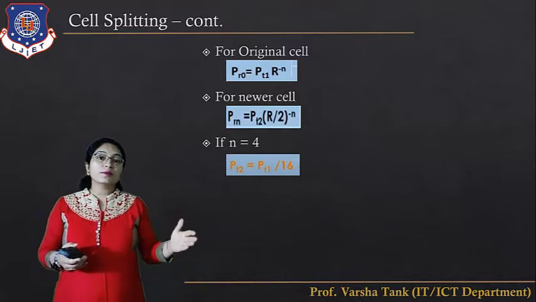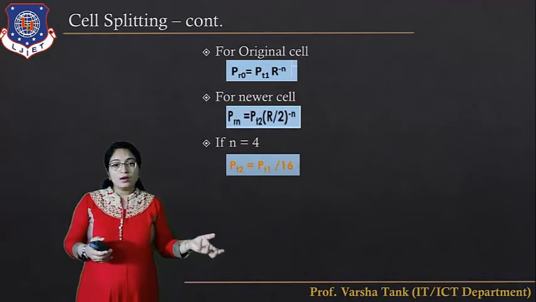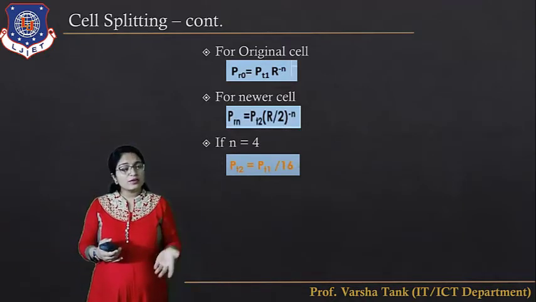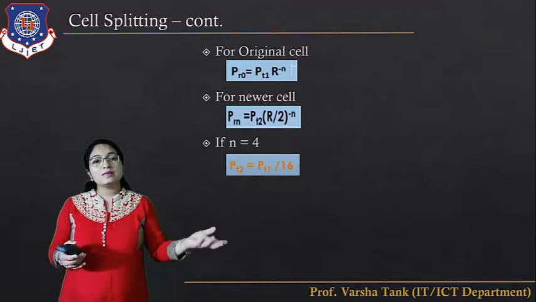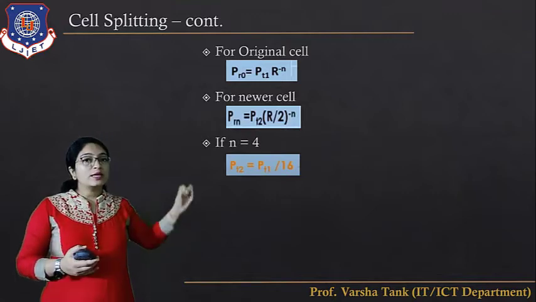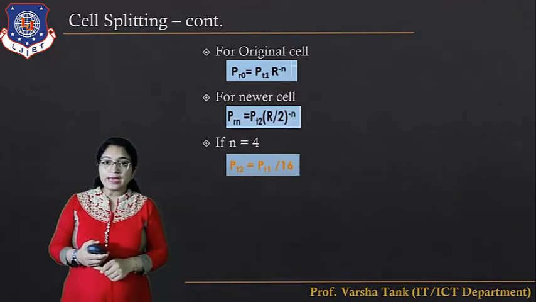That means whenever you are transmitting, the power may be reduced, or there may be interference. So whatever power you transmit, you will not receive the same signal at the same strength. That's why the path loss exponent minus N is there.